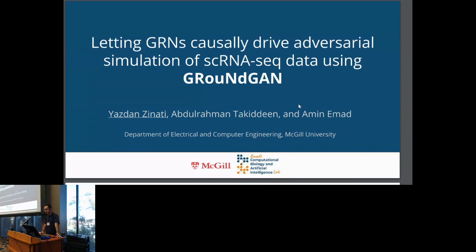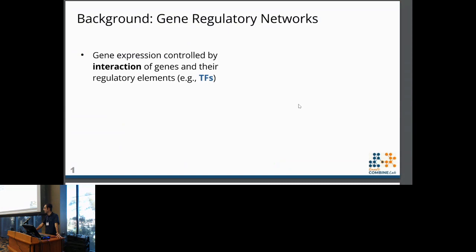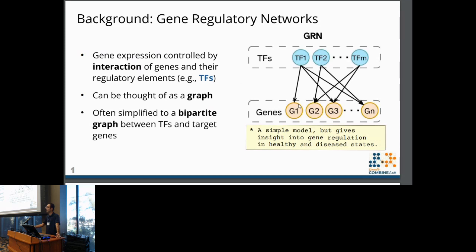And let's start today's talk with a quick background on gene regulatory networks, or GRNs. As you know, gene expression is controlled by interactions of genes and their various regulatory elements, such as transcription factors. And we can think of these interactions as a graph and also model GRNs as such. And very often, we are simplifying GRNs into bipartite graphs. And this model has gotten us pretty far.